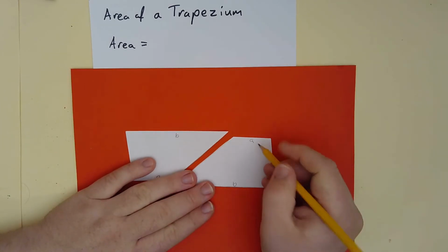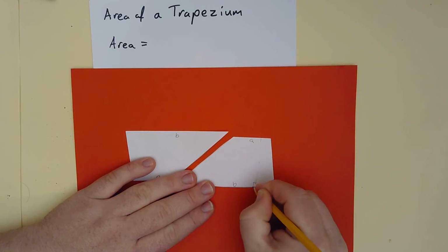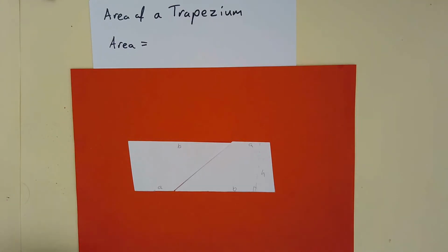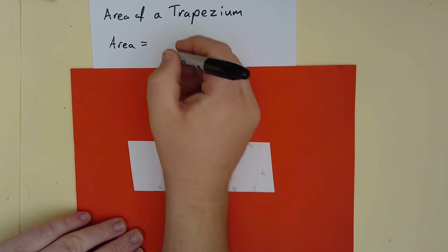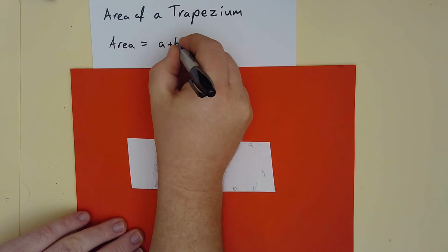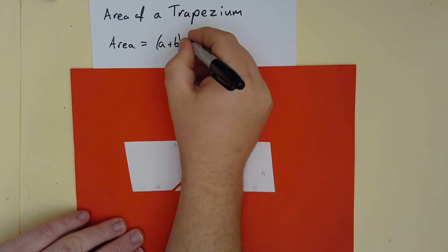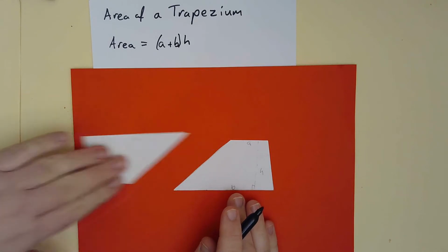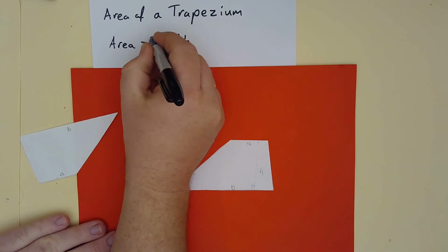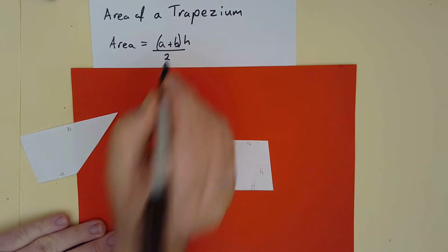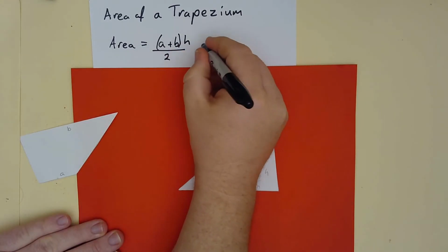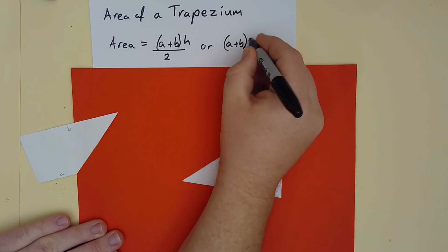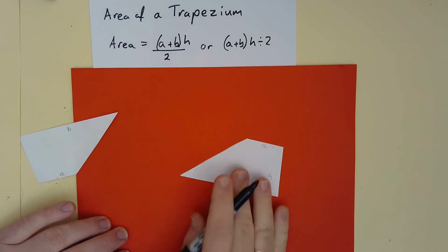And my height is going to be the same as with a parallelogram, my height. So the area of that shape that I've got there would be A plus B times H. And remember, we're adding that before we times by H. Now, the thing is, that's not the shape that I originally had. My original shape was half of that. So I want to halve that. You can also think of that as dividing by 2. So I can say that as A plus B times H divided by 2. Either way will work.